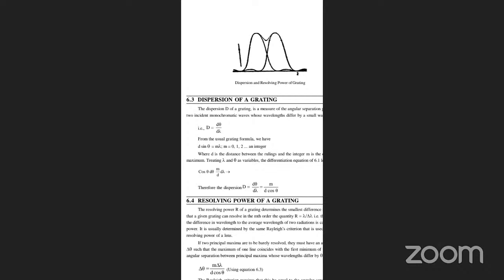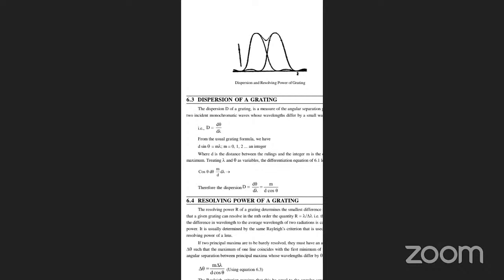The differential of the above equation becomes cos theta d theta equals m by d d lambda. Therefore, the dispersion capital D is equal to d theta by d lambda, which is m by d cos theta, the dispersion power of the grating. Capital D equals d theta by d lambda equals m by d cos theta, which is the dispersion of a grating.